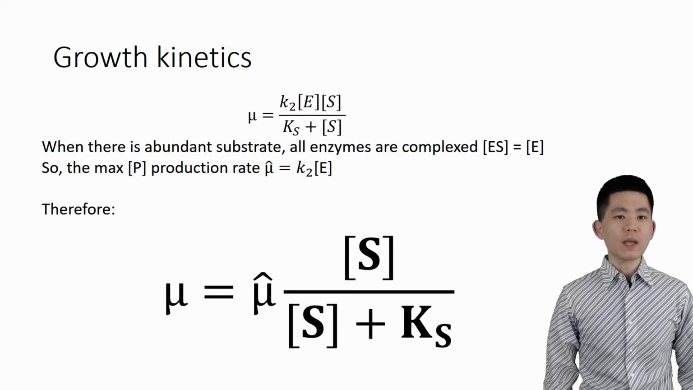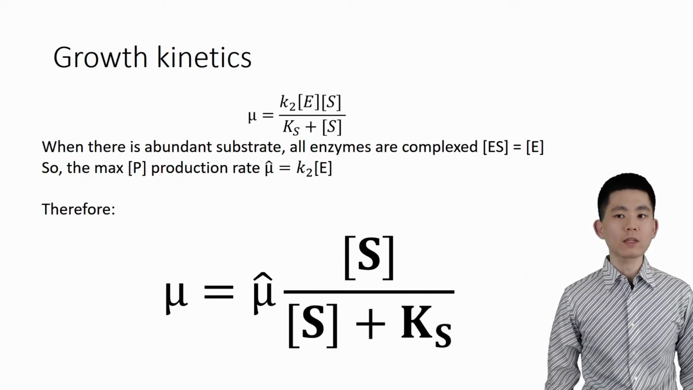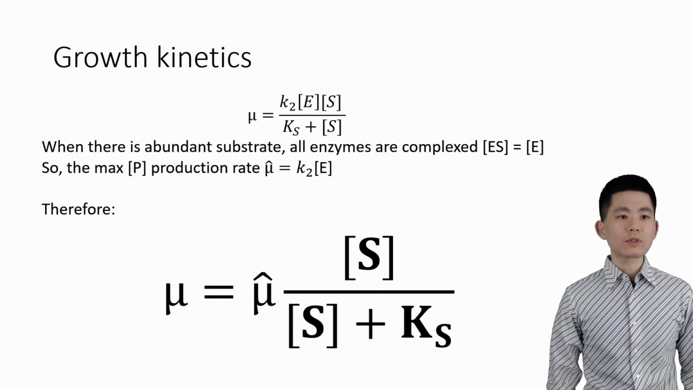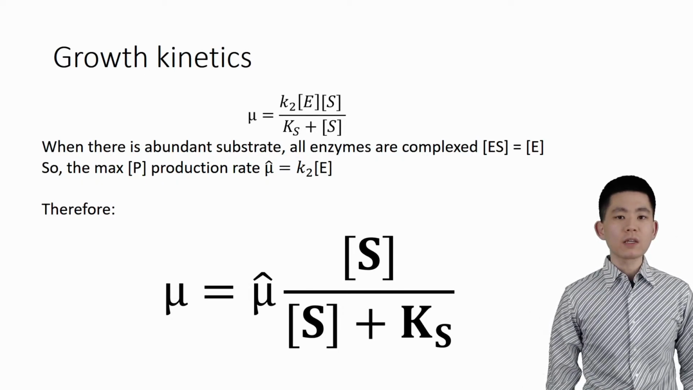When there is abundant substrate, all enzymes are complexed. So the max product generation rate, mu max, equals K2 times E. Substituting this, we get the Monod kinetic equation. This is a very important equation that can be used to describe the growth rate of biomass and can be transformed to describe the consumption rate of substrates. It is used throughout this book and also extensively used in the field of chemical engineering, biological engineering, and environmental engineering.